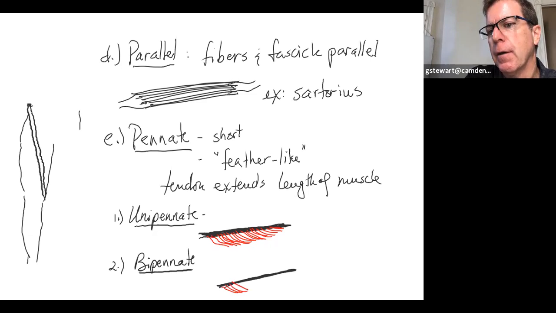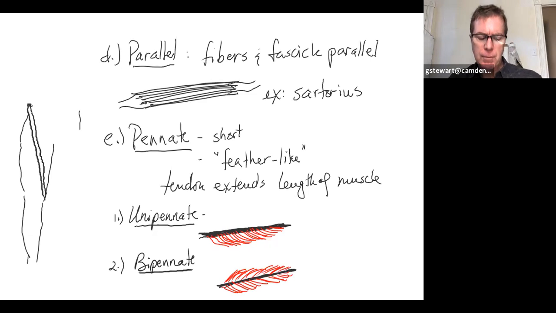I'll try to be quick here. And that gives a true feather-like appearance. I can give you some examples of these. Unipennate, there's a classic muscle called the extensor digitorum longus. It's in the lower leg on the lateral side, the outside of the center.